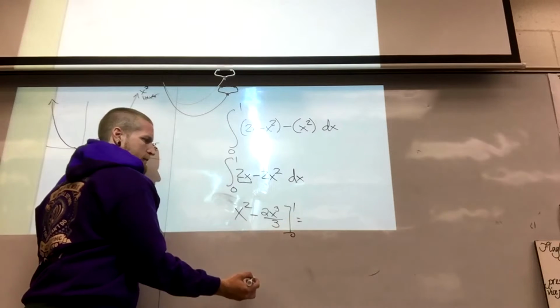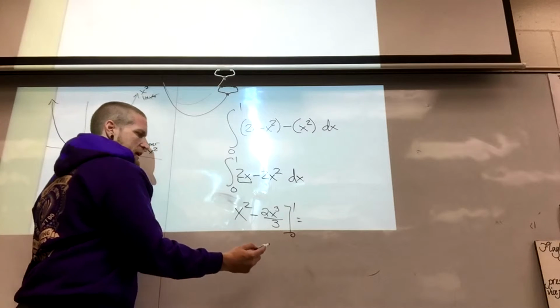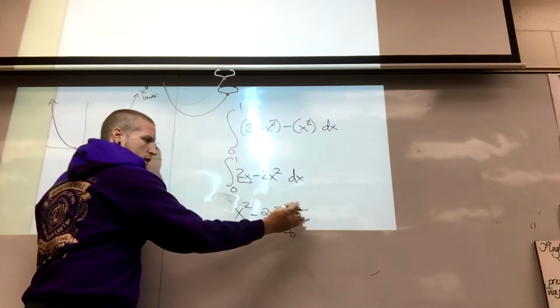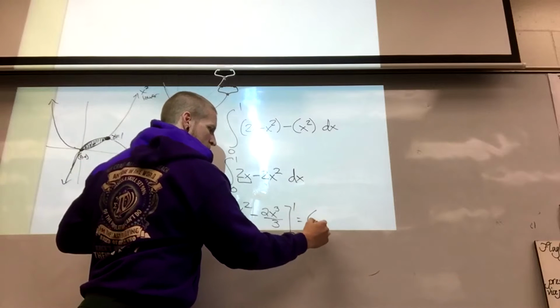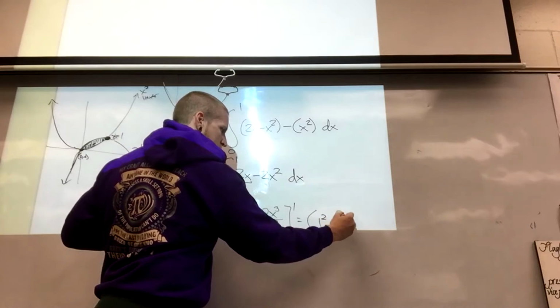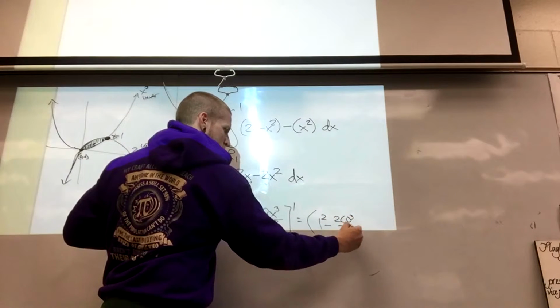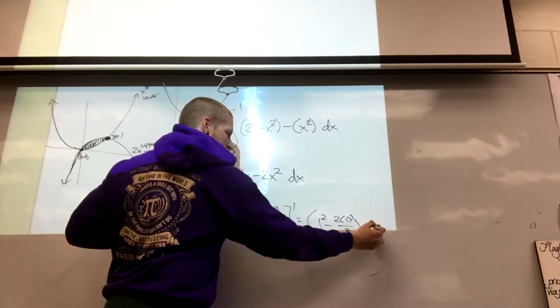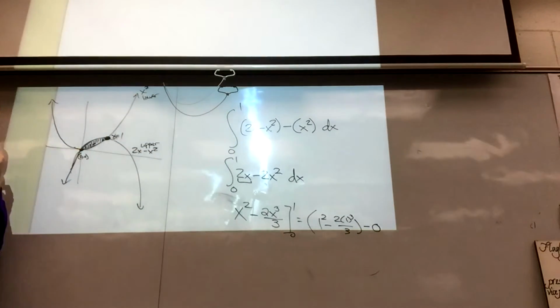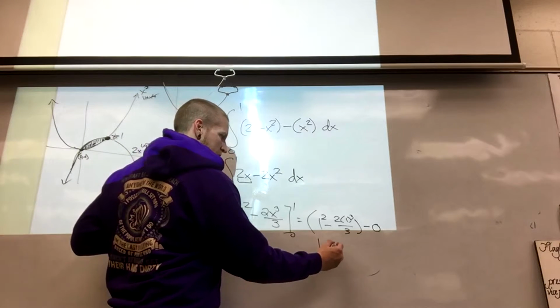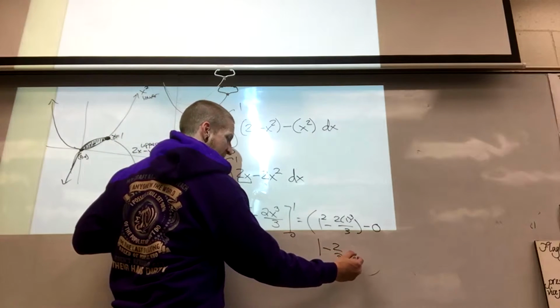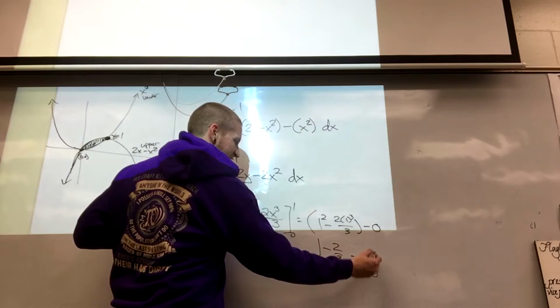Understand? Okay. So again, it's a matter of plugging in the numbers now. The 1 would be, again, first, so 1 squared minus 2/3. I'm just going to throw a 0 on the other one because everything else cancels out. What's 1 minus 2/3? 1/3. Hey, there's your answer.